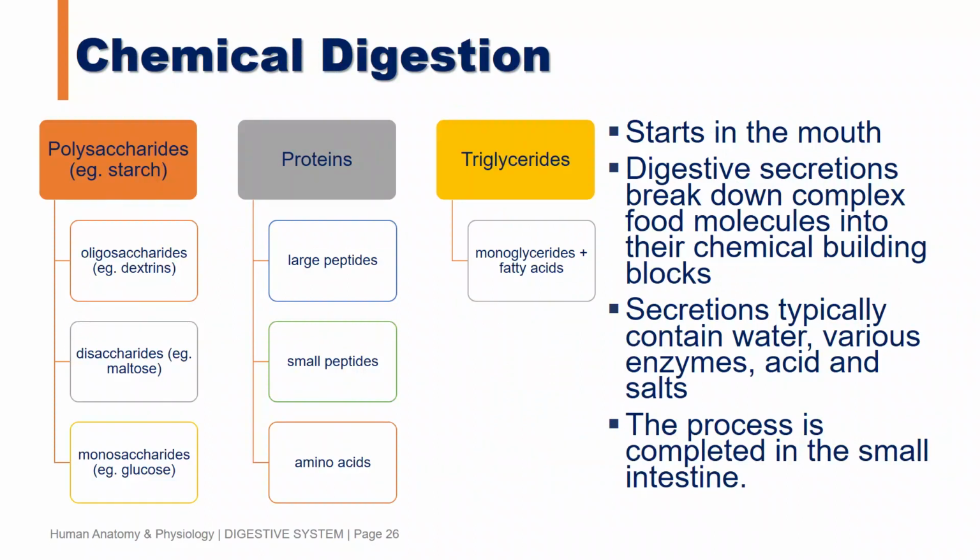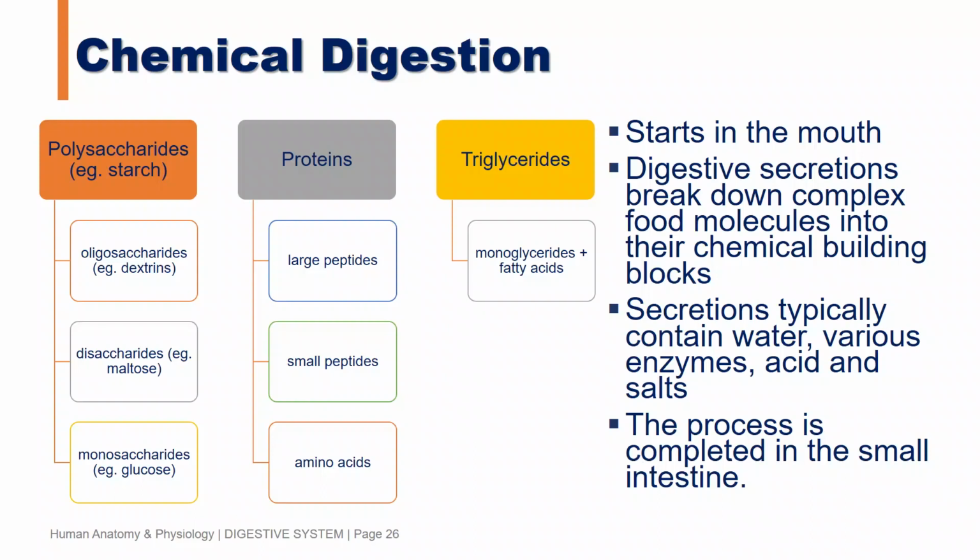Chemical digestion starts in the mouth. Your digestive secretions break down complex food molecules into their chemical building blocks. Secretions typically contain water, various enzymes, acids, and salts. And the process is completed in the small intestine. Okay, we start with the mouth and chemical digestion all the way down to the small intestine.